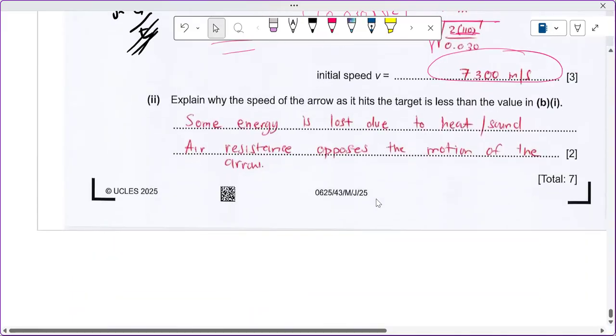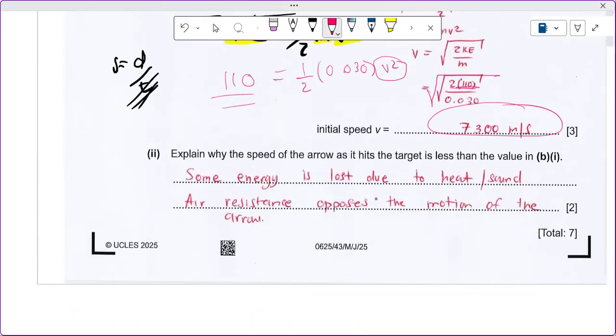Quite straightforward, guys. The last question for part 1 of motion revision is: explain why the speed of the arrow as it hits the target is less than the value in part B. Now, this is because much of that energy could be lost due to what, guys? Energy is always lost usually due to sound or heat, or the air resistance was just opposing the arrow from moving, which is why the value might be less.